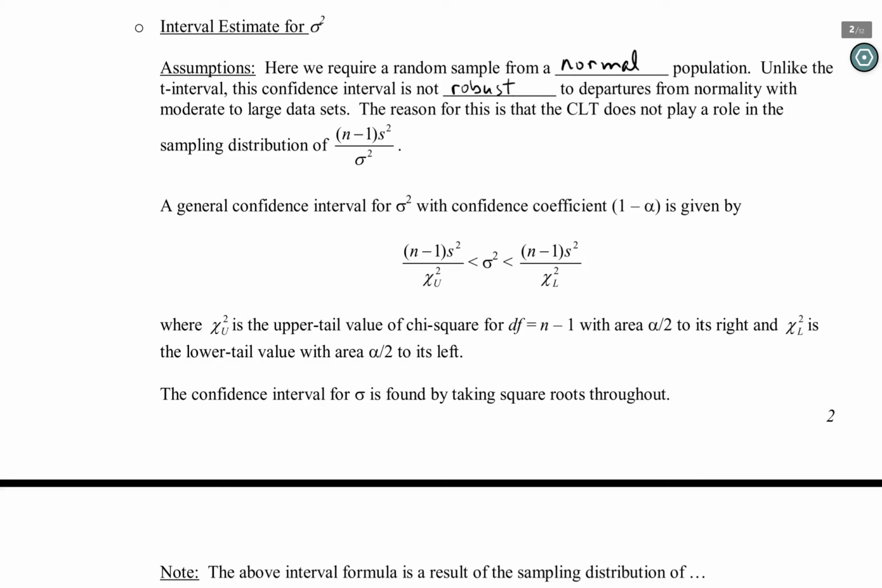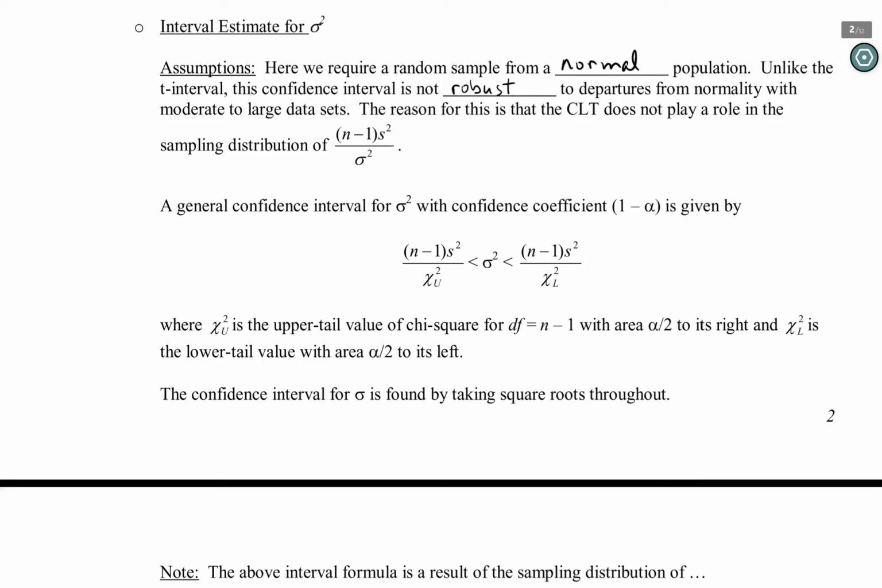But now the CLT actually does not play a role for us in the sampling distribution of that quantity involving S squared. So we need to be mindful, very careful about applying these procedures and that we have good evidence that our population is normally distributed.